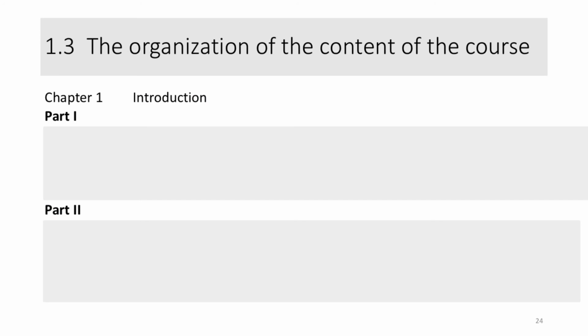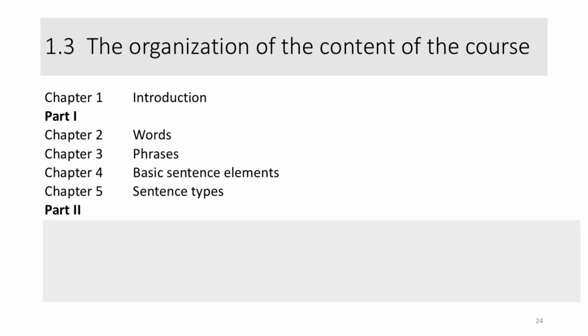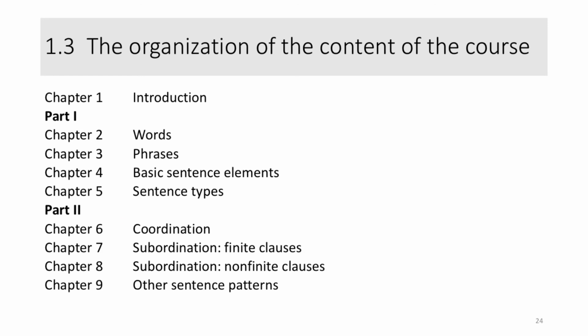Having discussed the fundamental concepts, let's now have a look at how we are going to proceed with our study. Well, at this point, we finished chapter 1, which is an introduction. Next, we are going to start part 1 of the study, which consists of 4 chapters. In these 4 chapters, we are going to investigate words, phrases, basic sentence elements, and sentence types. Then in part 2, we are going to discuss coordination, subordination with finite clauses, subordination with non-finite clauses, and other sentence patterns.